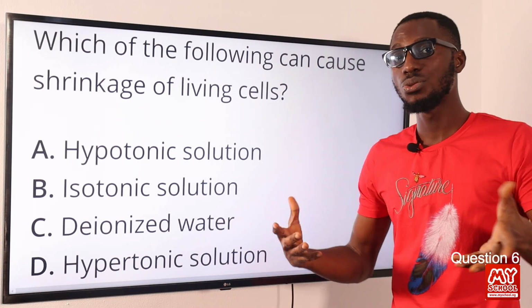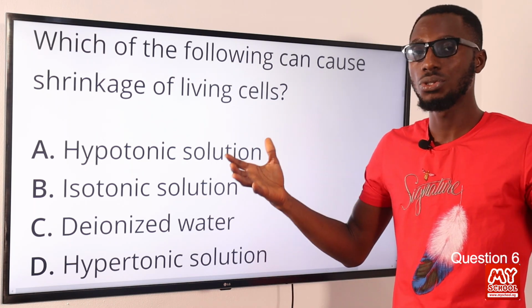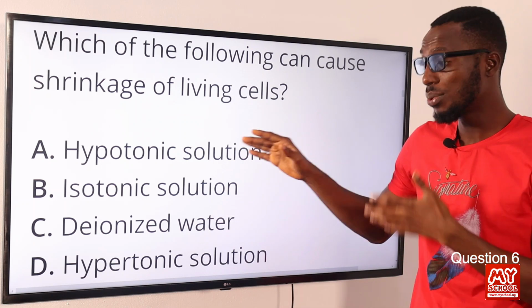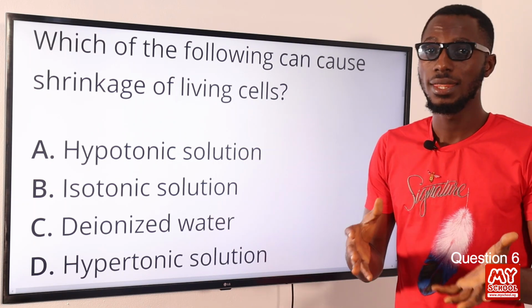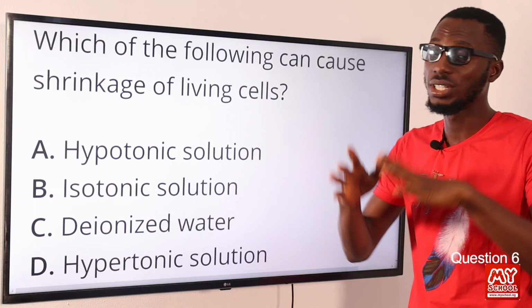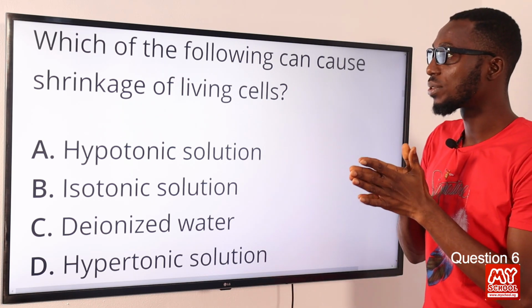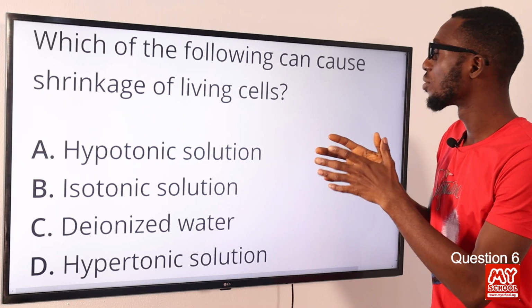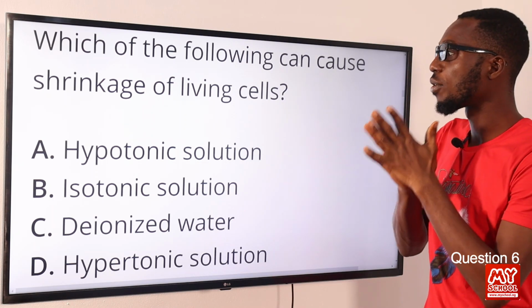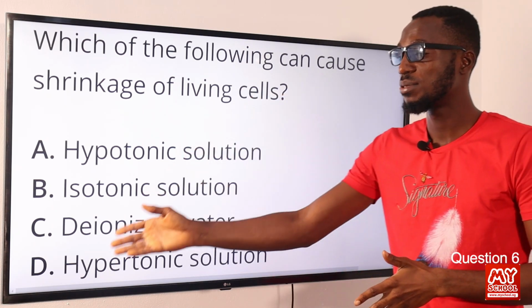It can cause the cell to swell and rupture, and both can lead to death of the cell or generally the animal involved. So the correct option here is option D. Hypertonic solution can cause shrinkage of living cells. So I present to you option D.